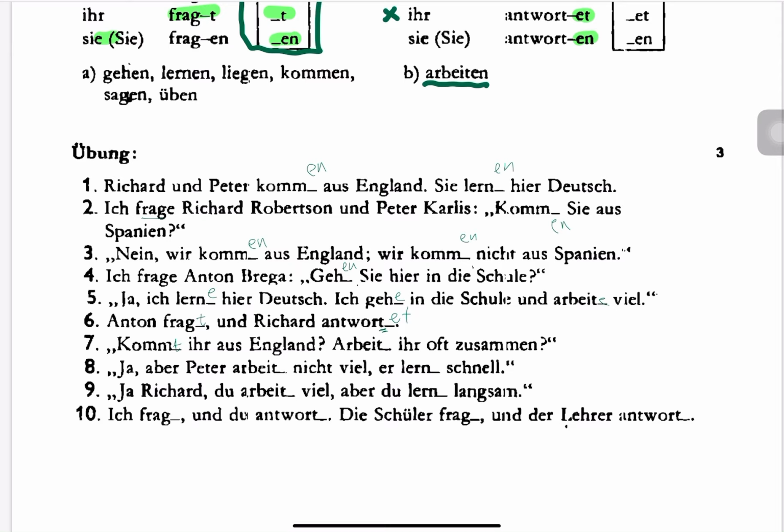Kommt ihr aus England? Do you come from England? Arbeitet ihr oft zusammen? Do you often work together? Ja, aber bitte arbeitet nicht viel. Yes, but please don't work a lot. Er lernt schnell. He learns fast. Ja, Richard, du arbeitest viel. Yes, Richard, you work a lot. Aber du lernst langsam. But you learn slowly. Ich frage und du antwortest. I ask and you answer.